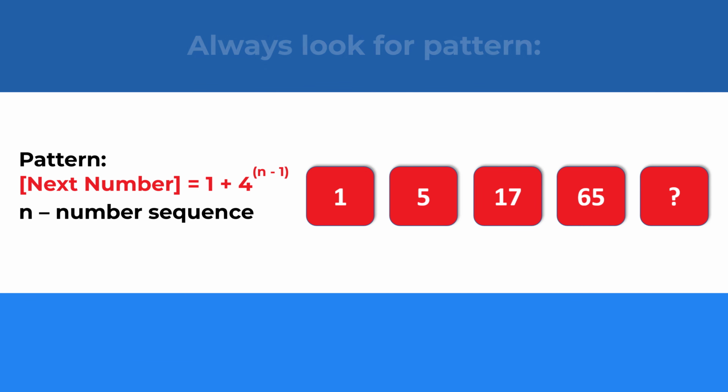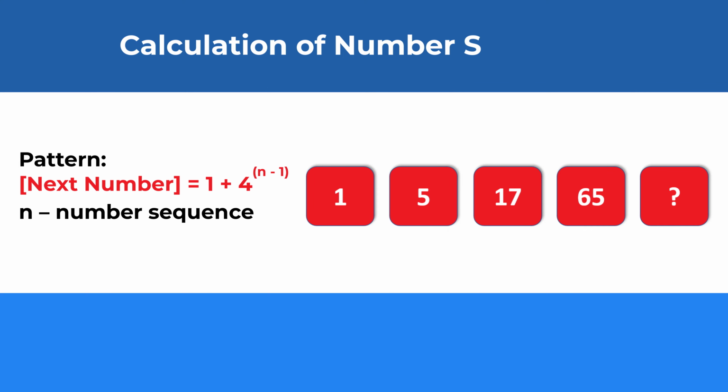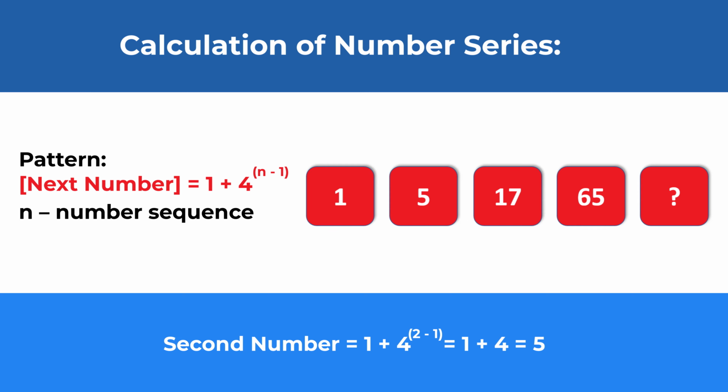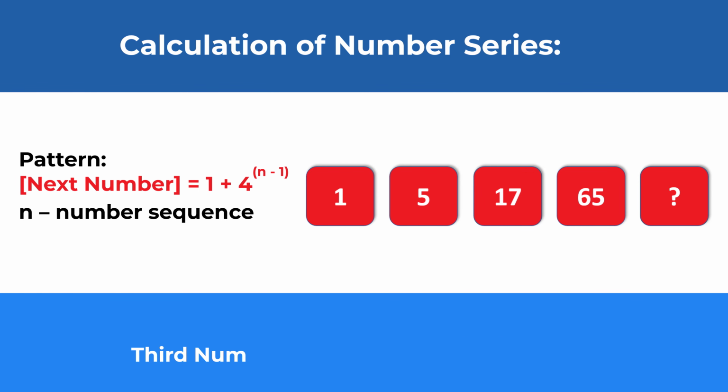And here is the number sequence. So let's look at the calculation of numbers in this particular series. The first number is calculated as 1 plus 4 in the power of 0, which is 1. Second number is calculated as 1 plus 4 in the power of 2 minus 1, which is an equivalent of 1 plus 4 and equals 5. Third number is calculated as 1 plus 4 in the power of 3 minus 1, which is 1 plus 4 in the power of 2, which is 16, which equals 17.